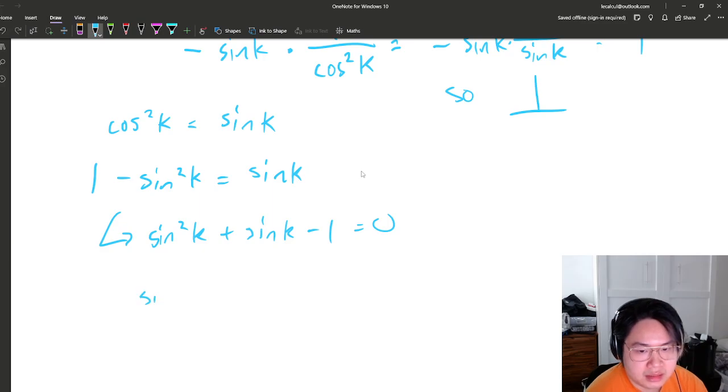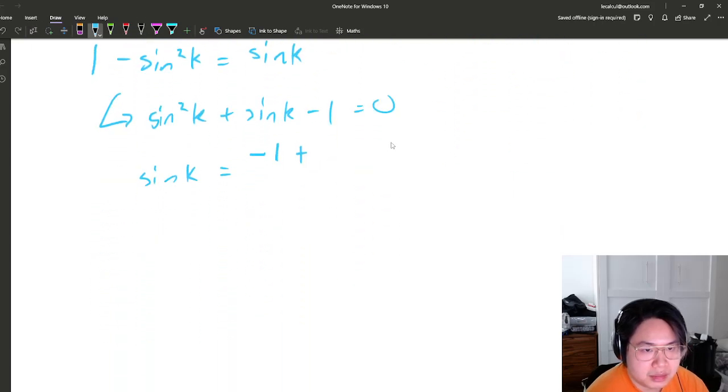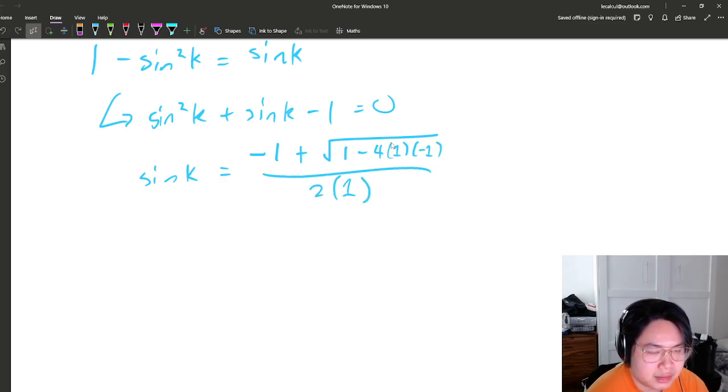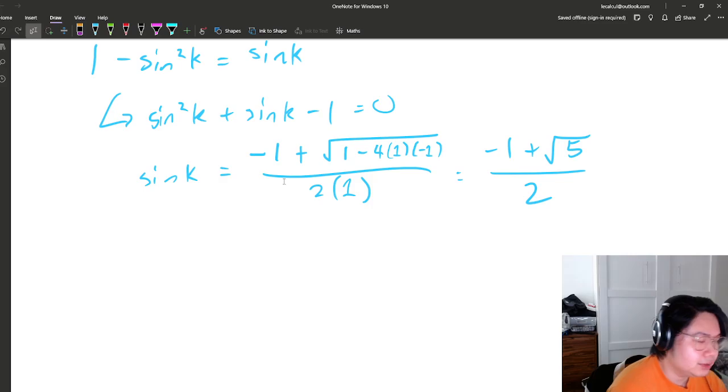Okay, so then sine k is, by the quadratic formula, negative b plus or minus, oh, they just want plus, the square root of b squared minus 4ac, divided by 2a. What the heck is this? 1 plus 4? Okay. There you go. Done.